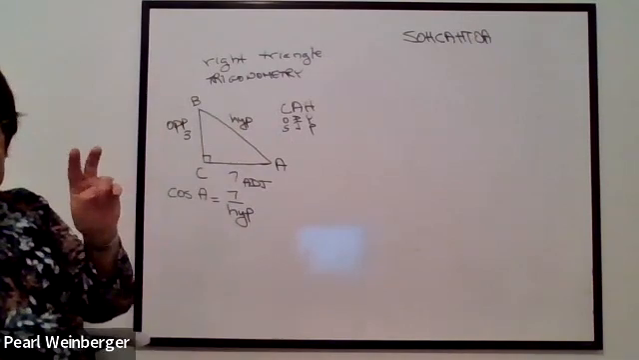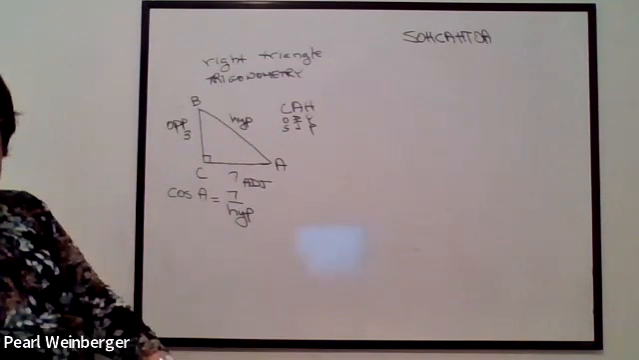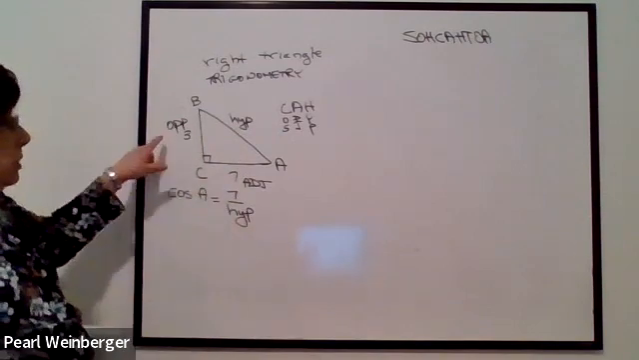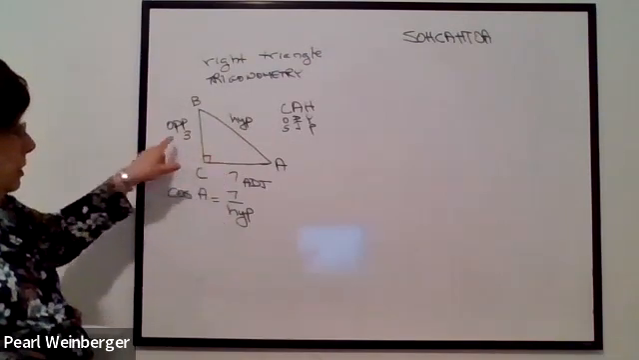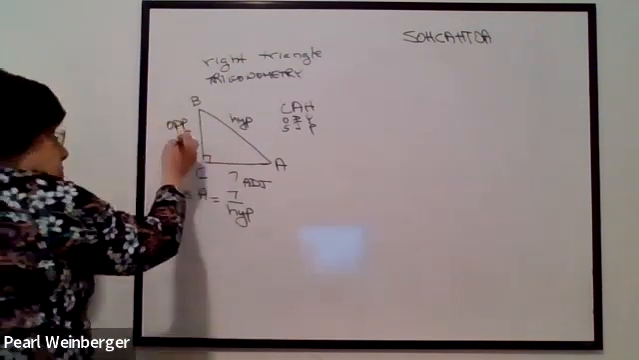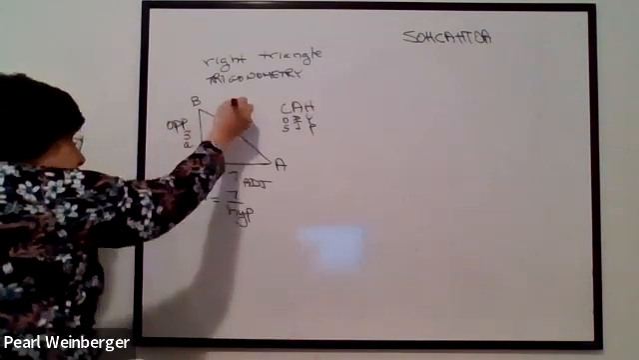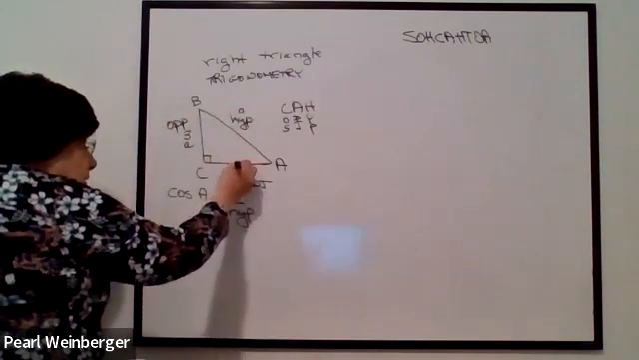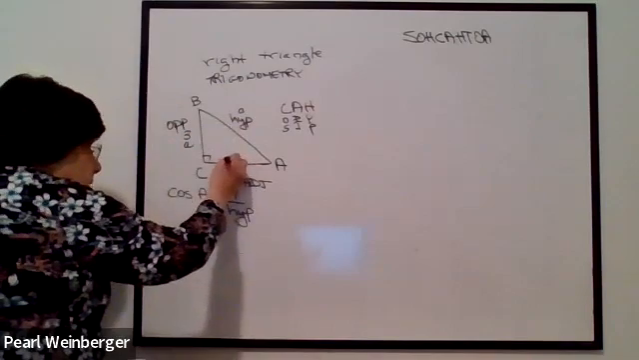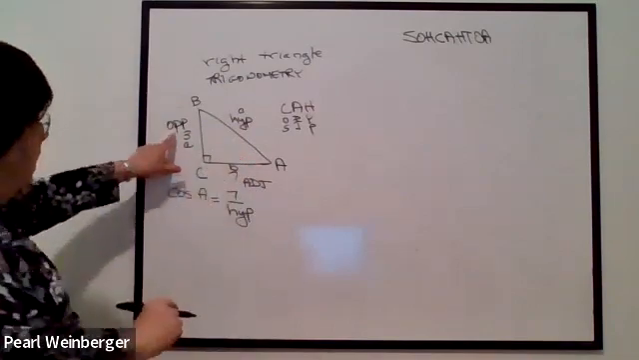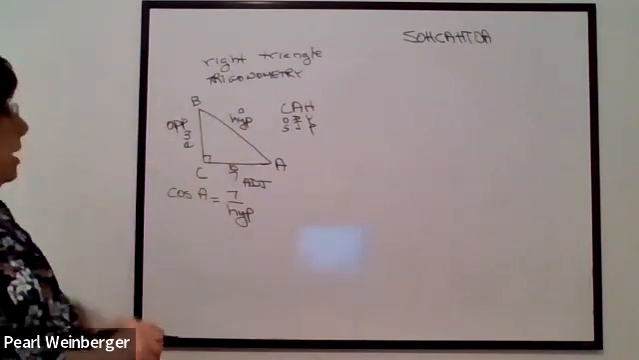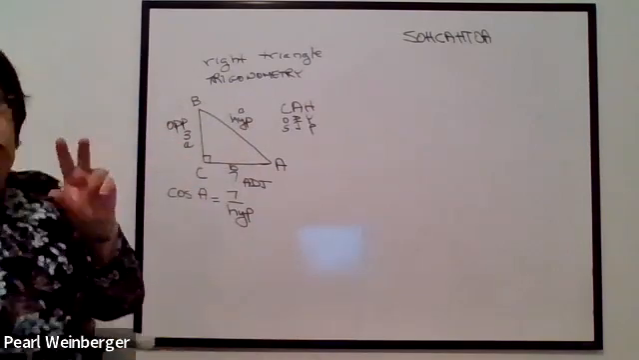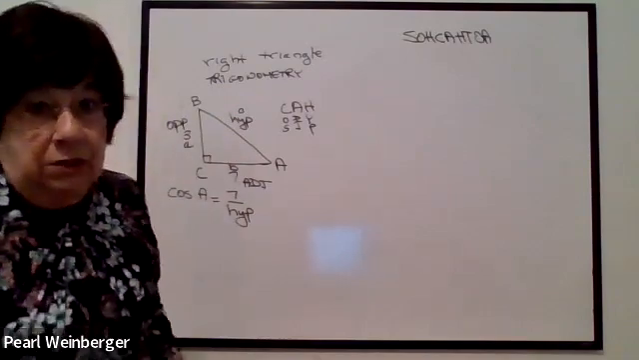But I already know two sides of the right triangle. I know one side is 3 and one side is 7. Let's just call this our small a. This is our small c. This is our small b. We know A and B. We know the opposite and the adjacent. We don't know the hypotenuse. But that's where the Pythagorean theorem comes in.